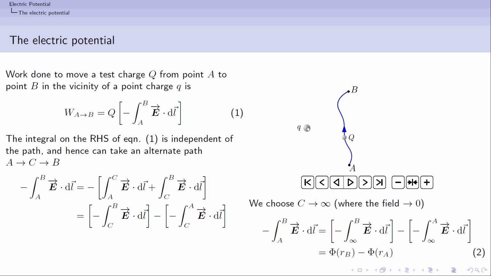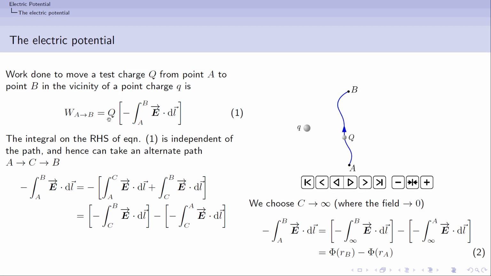Let's say I have a point charge Q, and capital Q is a test charge, and I'm trying to move this test charge from a point A to point B along, let's say, this path. Now this charge Q sets up an electric field in its vicinity, and if I want to make the test charge move along this path, I should exert a mechanical force on it. When you try to find the work done by that mechanical force in moving it from A to B, it turns out to be like this.